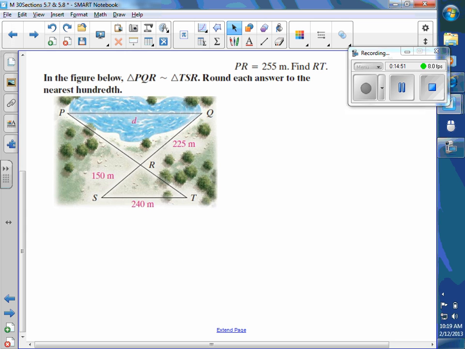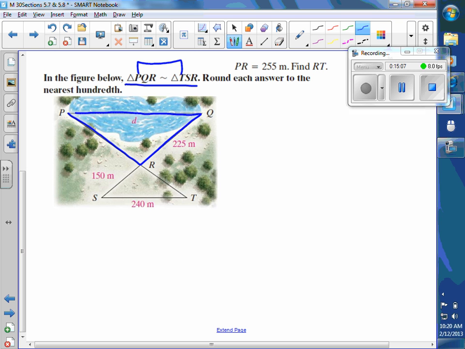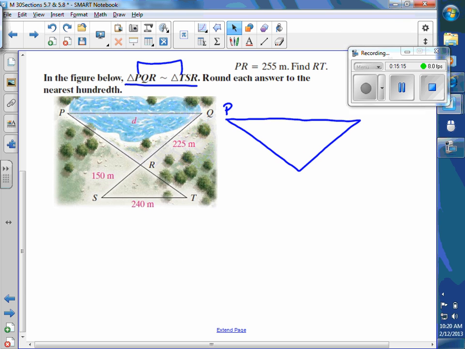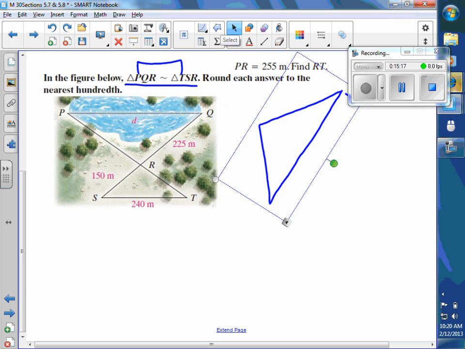It's number 3. It says find the distance across the lake, D. So I did this one, I think, last night, but here's the important thing. T and P have to be the same. So my suggestion is redraw this picture so you don't mix things up. If this is your P value right here, and this is your triangle, take it out and rotate it.